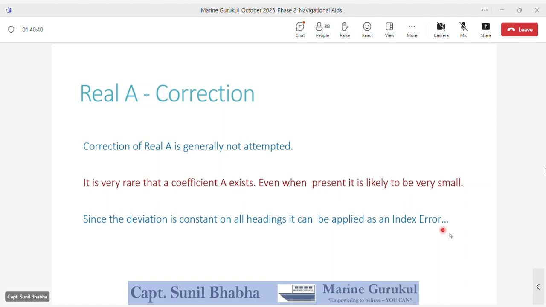No issues, beta. The correction of real A is not attempted because it is very rare on a ship that coefficient A will be there. Even if it is present, it is very, very small. So we apply this correction even if it is there as an index error. You will see it written on the deviation card, index error 1 degree east or coefficient A 1 degree east. So you apply it on any heading and correct the coefficient A.